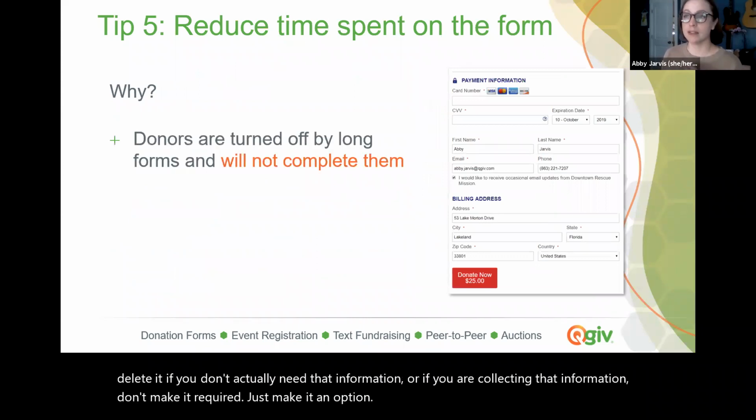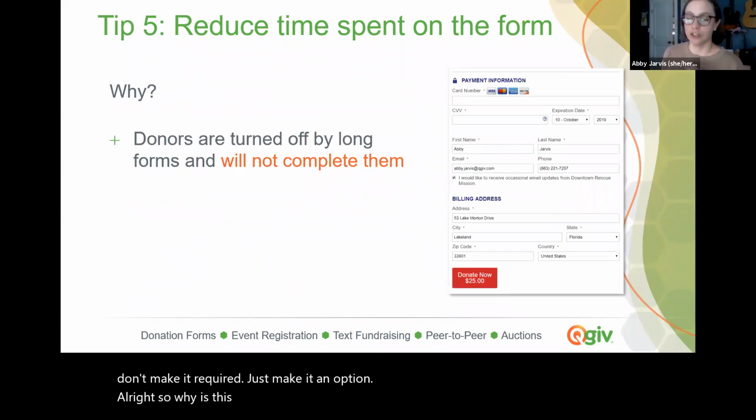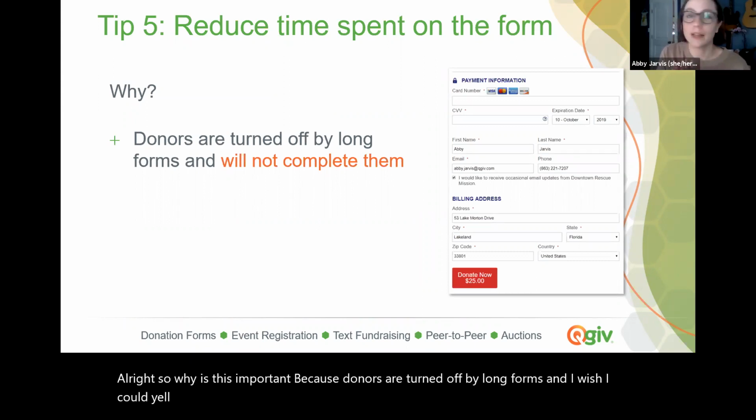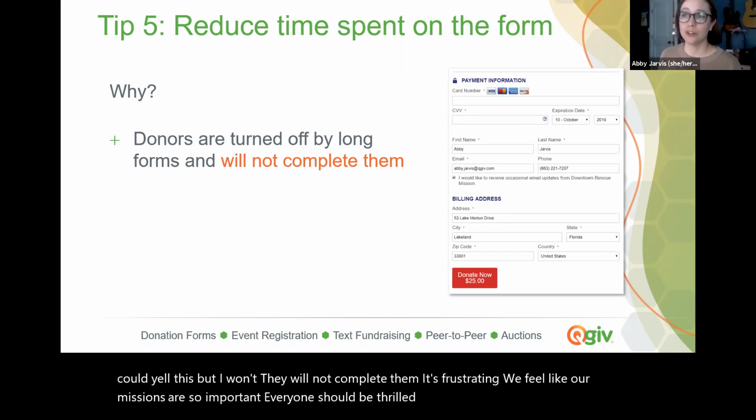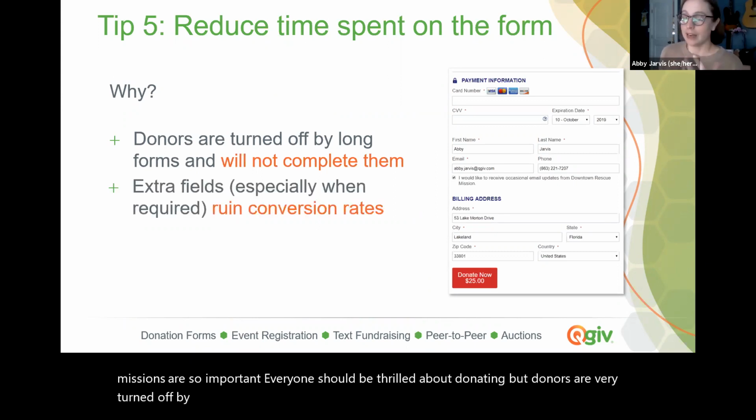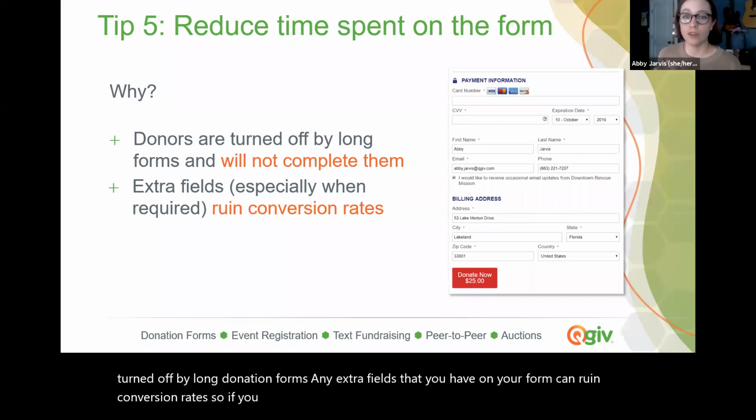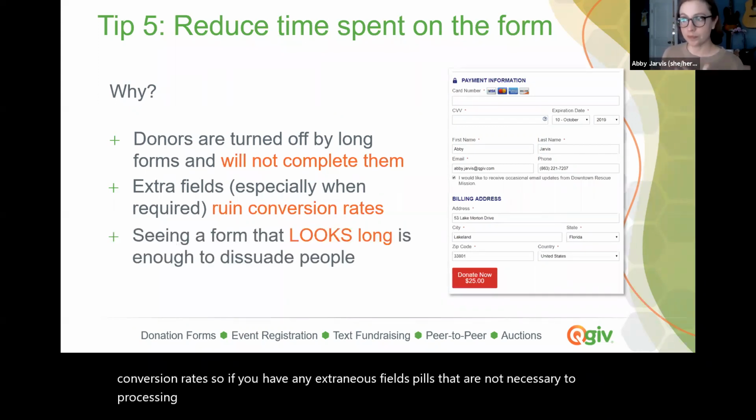All right, so why is this important? Because donors are turned off by long forms, and I wish I could yell this, but I won't. They will not complete them. It's frustrating. We feel like our missions are so important. Everyone should be thrilled about donating, but donors are very turned off by long donation forms. Any extra fields that you have on your form can ruin conversion rates. So if you have any extraneous fields that are not necessary to processing the gift, try removing them.